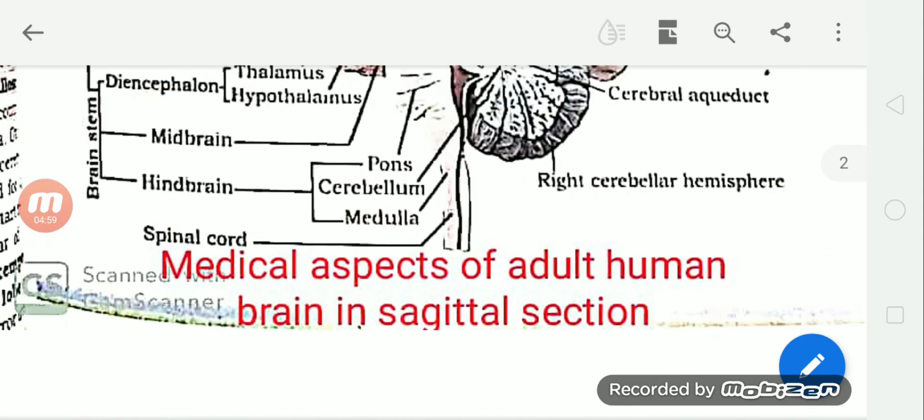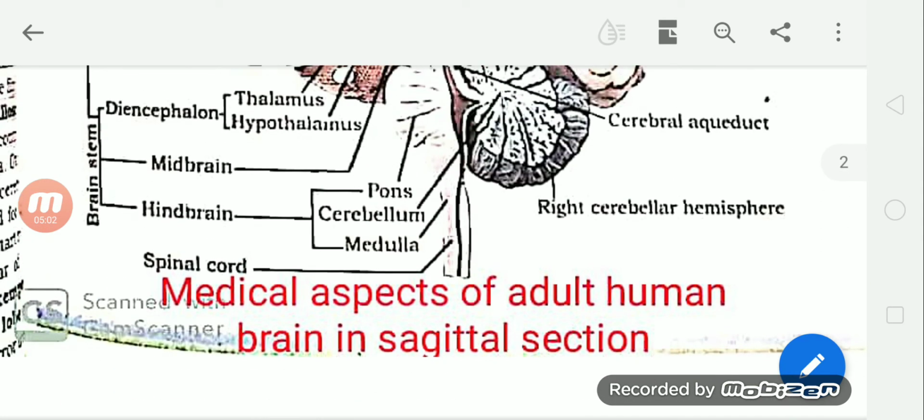Now let us have a look at the function of the pons, cerebellum and medulla. Cerebellum helps to maintain posture. It controls several voluntary actions. Medulla oblongata controls our involuntary functions like coughing, sneezing, vomiting, etc. Pons regulates the rate of breathing.